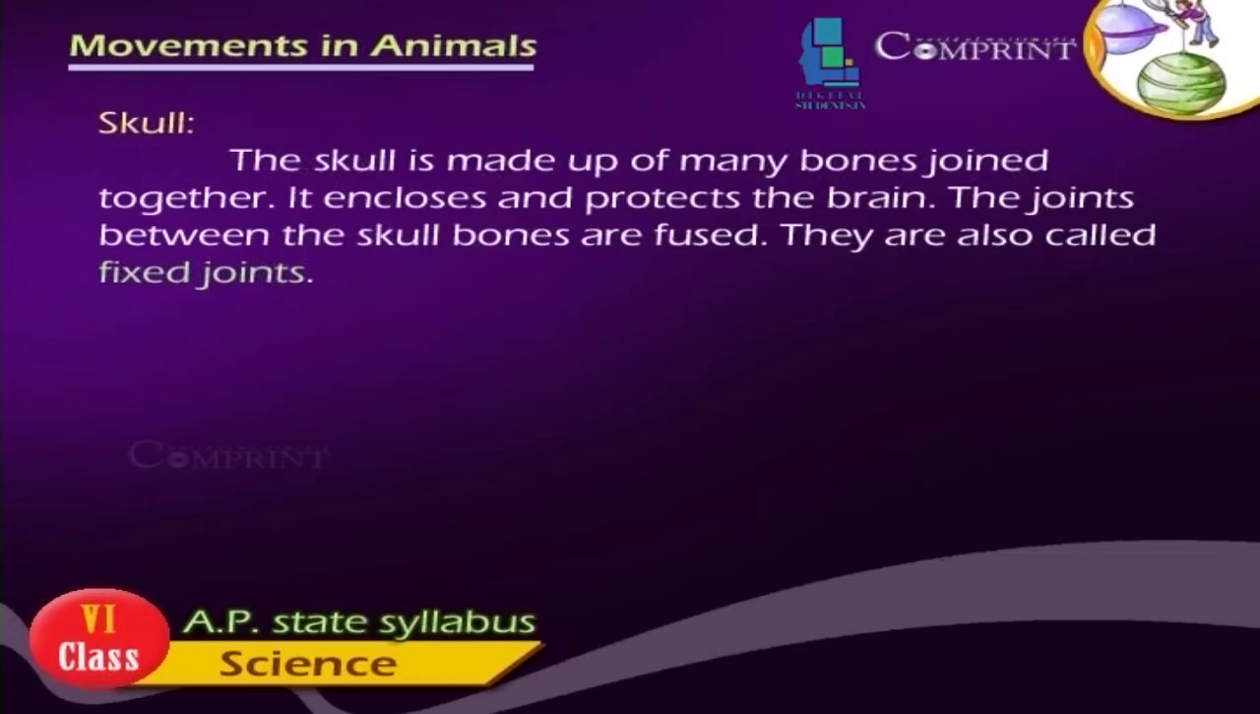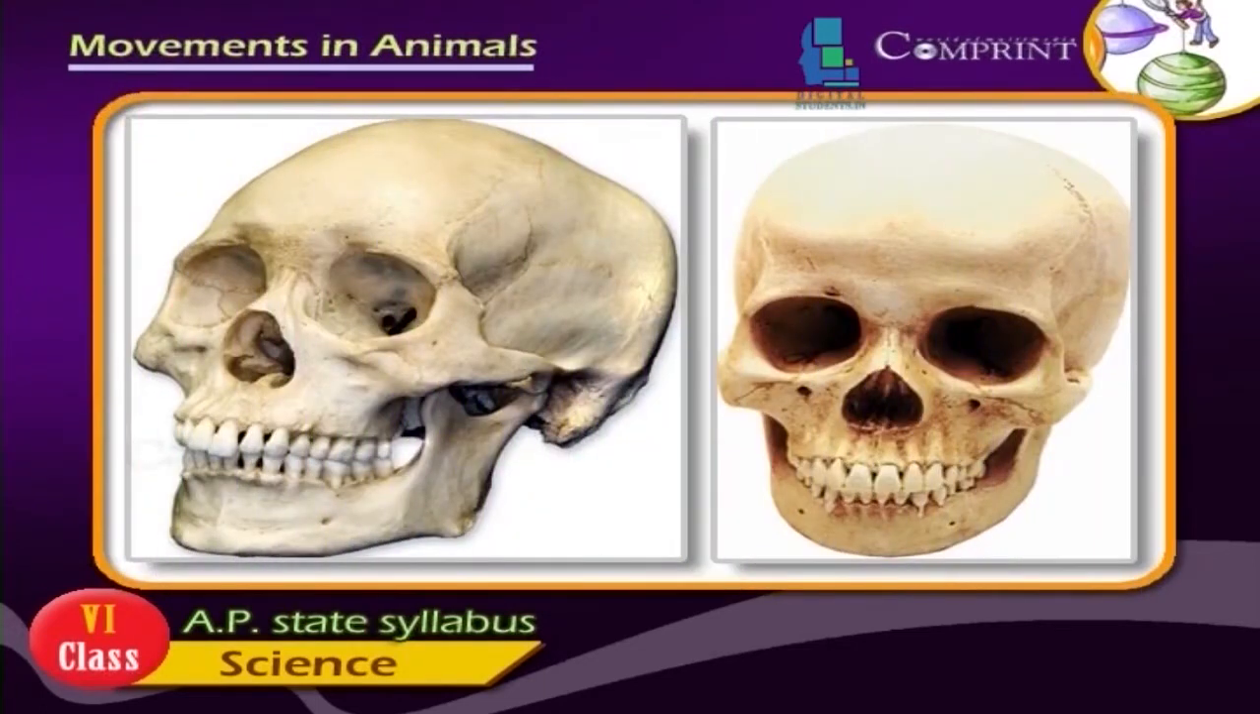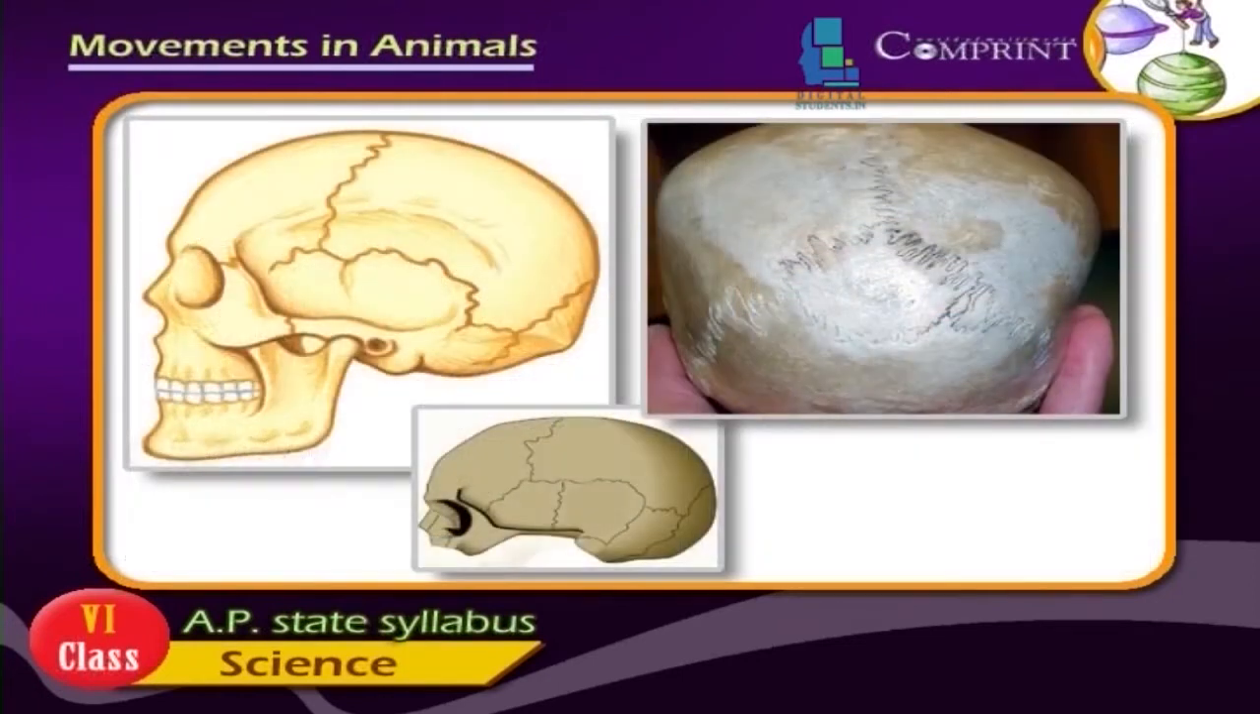Skull. The skull is made up of many bones joined together. It encloses and protects the brain. The joints between the skull bones are fused. They are also called fixed joints.